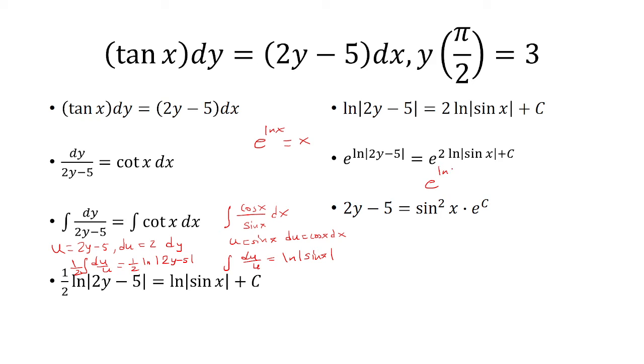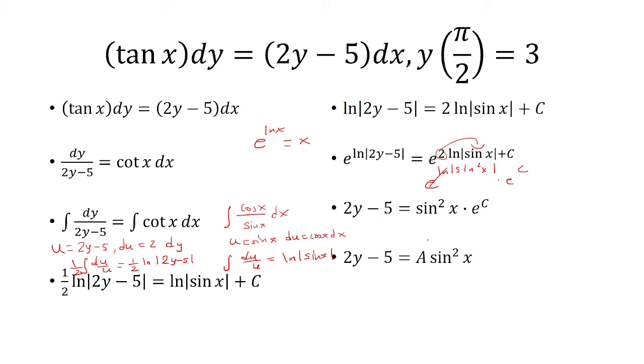We could have ln of sine squared x, right? Because this 2 will come out as the exponent of sine. And so, yeah, these will cancel. We have sine squared, and then, again, this is e to the c. e to the c is just a constant, so I just decided to call it a. So this turns into 2y minus 5 is equal to a sine squared x.